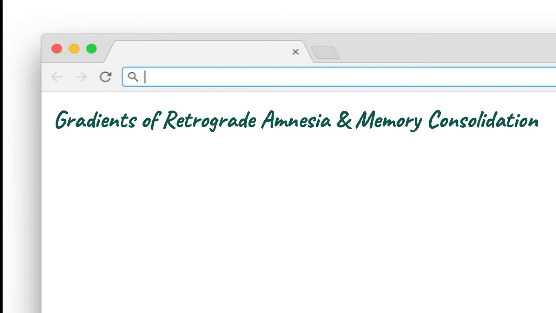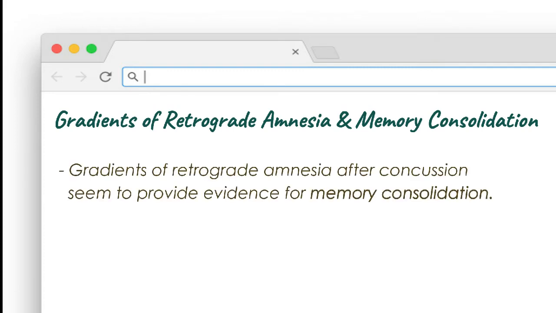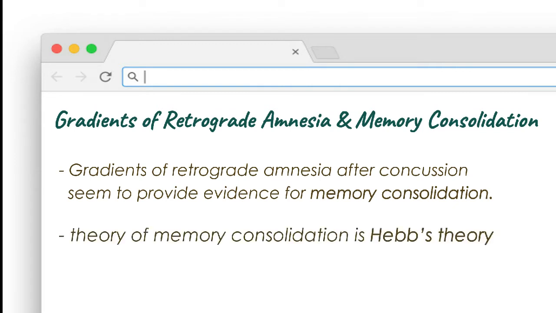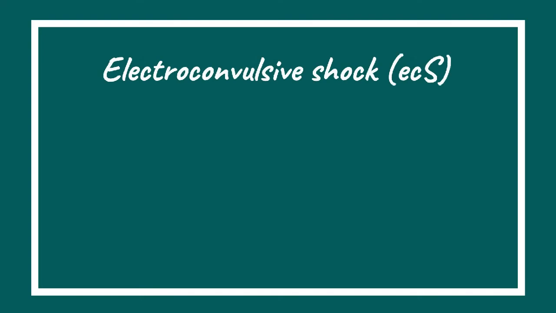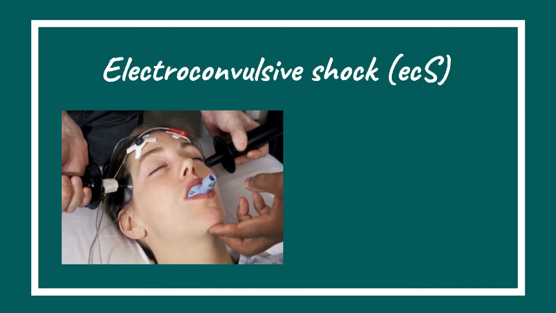Gradients of retrograde amnesia and memory consolidation. Gradients of retrograde amnesia after concussion seem to provide evidence for memory consolidation. The classic theory of memory consolidation is Hebb's theory. He argued that memories of experiences are stored in the short term by neural activity reverberating in closed circuits. Electroconvulsive shock seemed to provide a controlled method of studying memory consolidation.